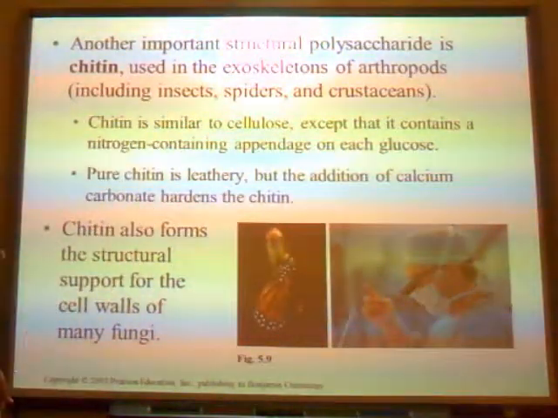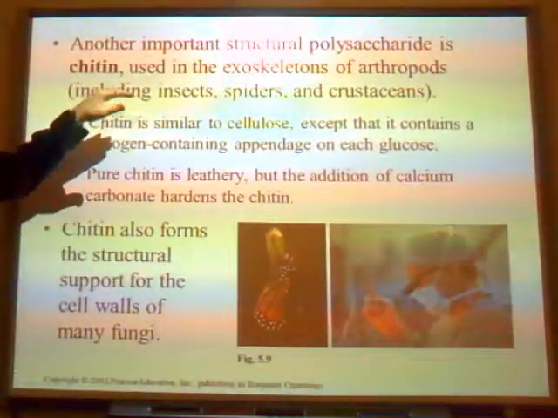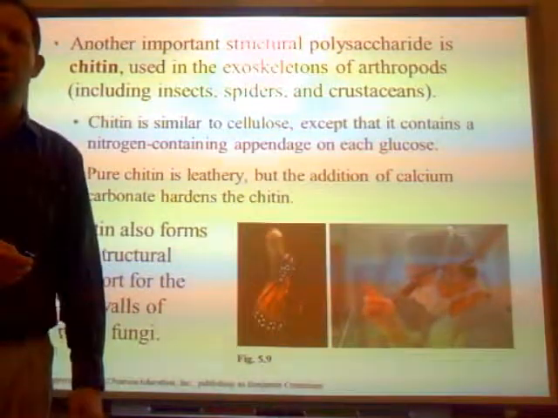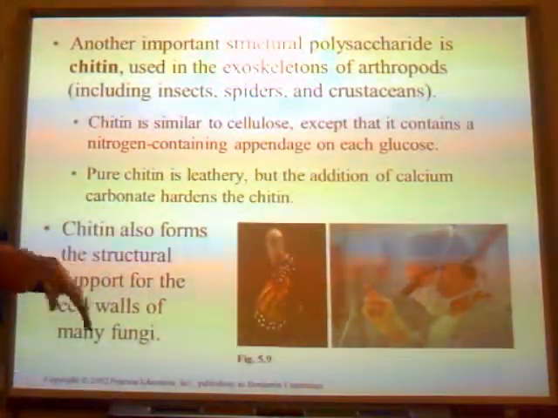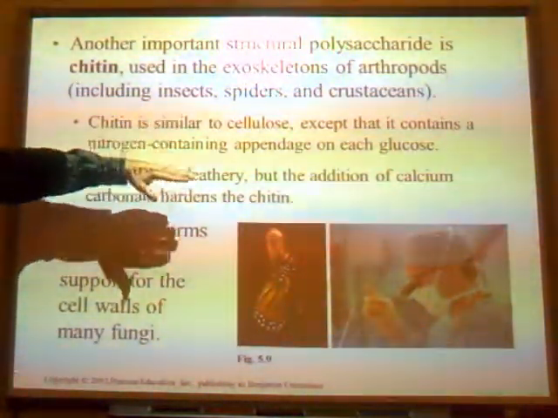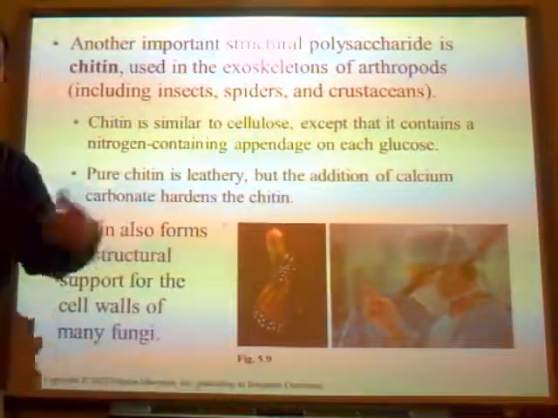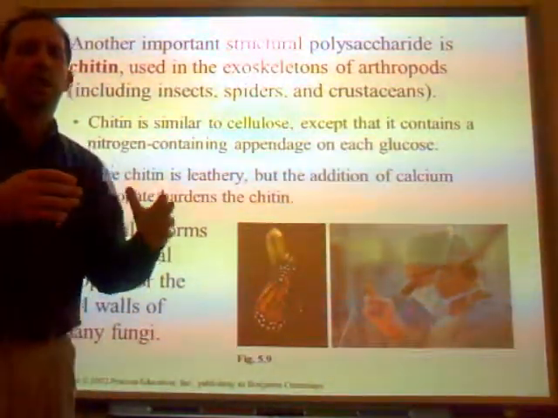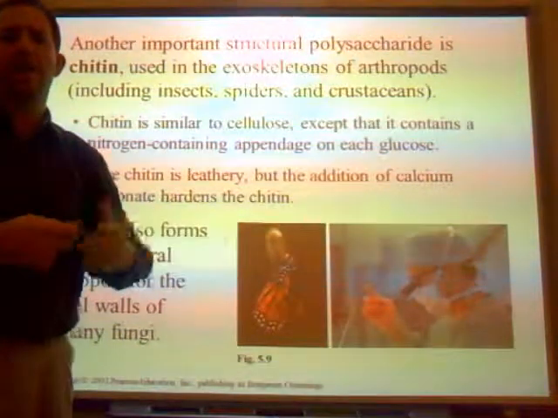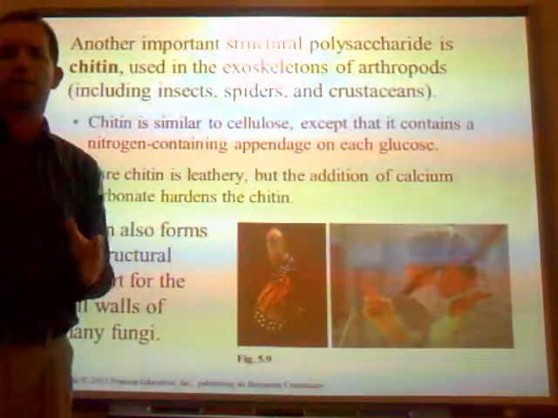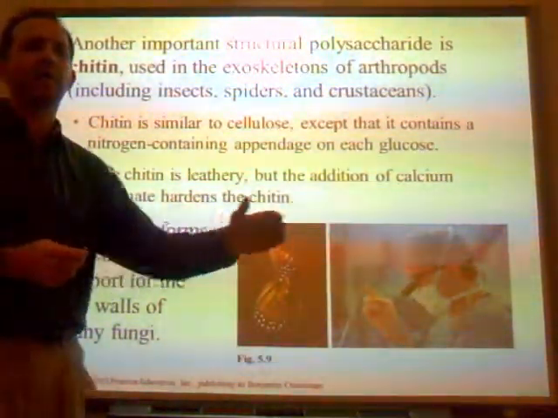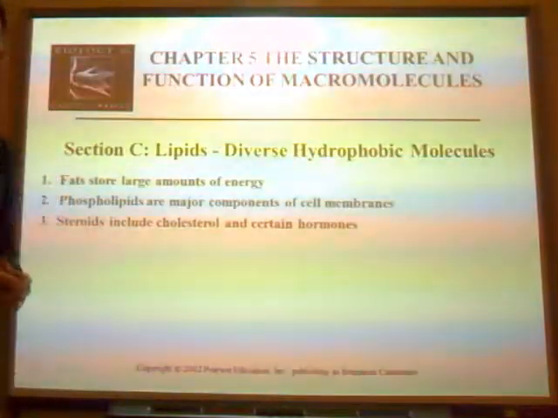Continuing, there's also what is called chitin. Chitin is a polysaccharide that is used by our arthropods. These would be insects, spiders, and crustaceans. And its job is to basically provide a strong support structure on the outside of these soft-bodied organisms so that they have an extra layer of protection.